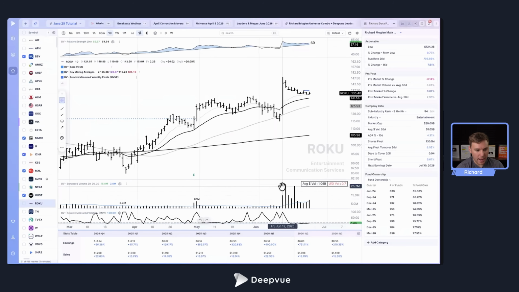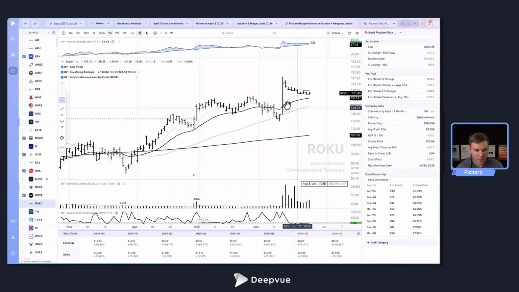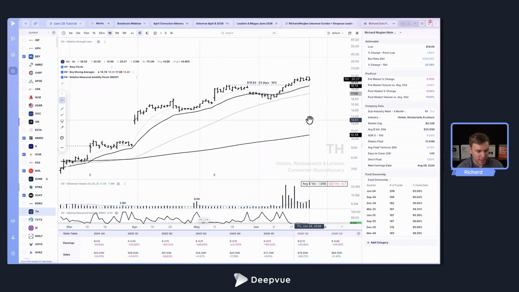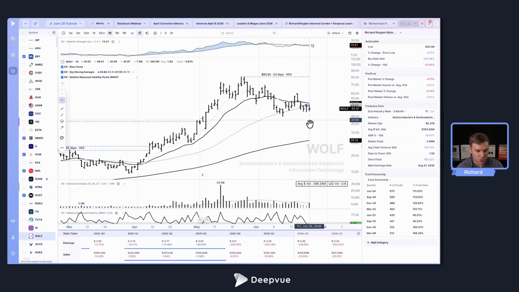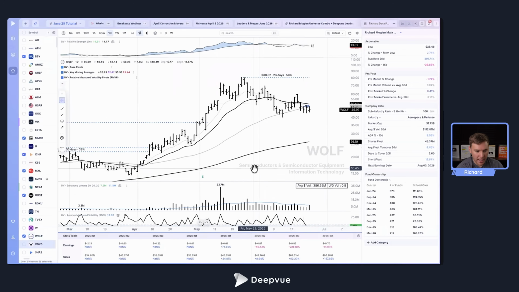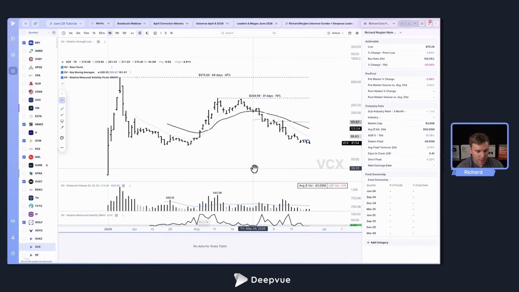Roku, I think this is like an acquisition thing, so I'm not going to add it. TH, but if it wasn't an acquisition, I would probably look at it. TH just kind of trending, TVTX just kind of trending, W just trending. Wolf setting up for a low cheat here. And we've got the range pivots being drawn. Look for a pop through the 21 EMA. We'll add that for now. So not trying to be too selective.